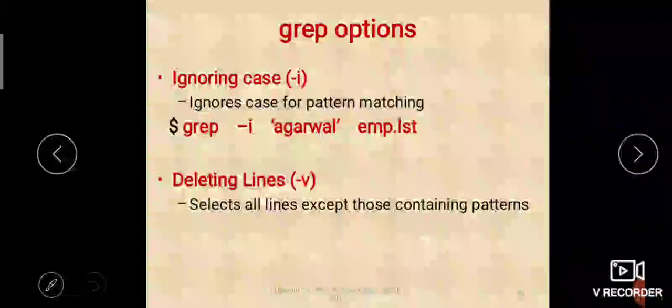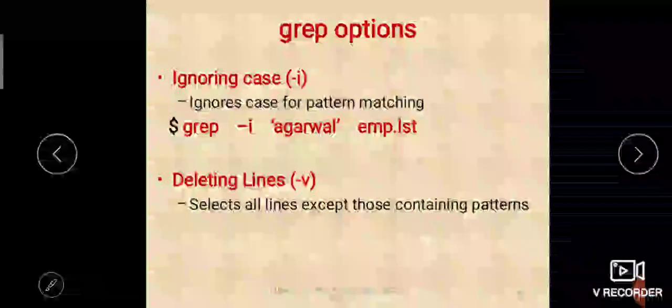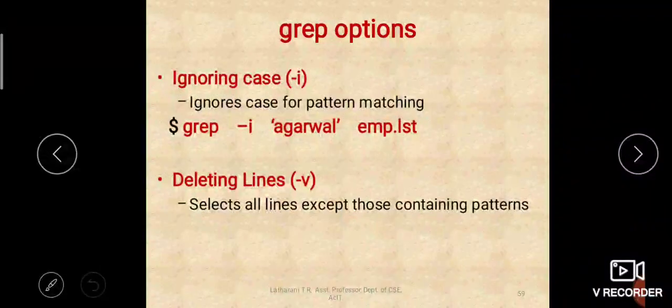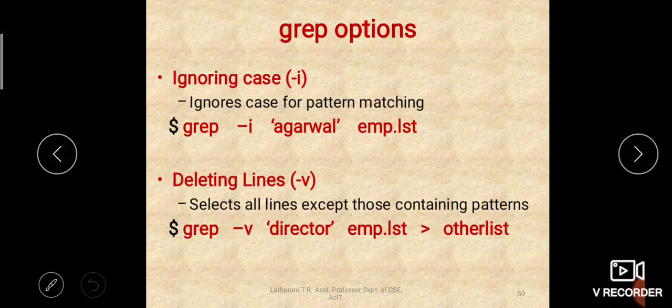Then -v is for deleting lines. It will select all lines except those containing the pattern. See, it will not harm the original file. Only in the display it will delete the lines, but in the original file the contents will not be deleted. It will select only those lines which will not match the pattern, and the rest of the contents of the file it will display like this.